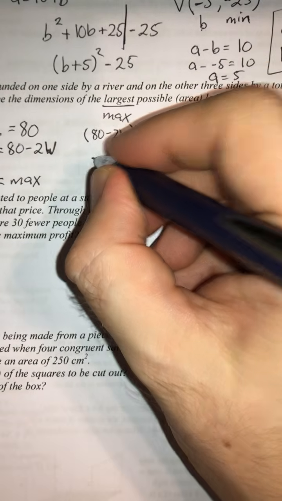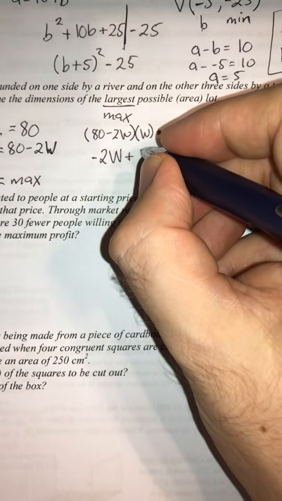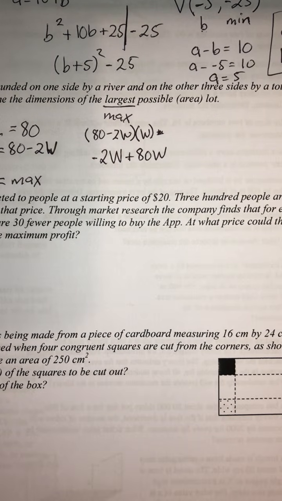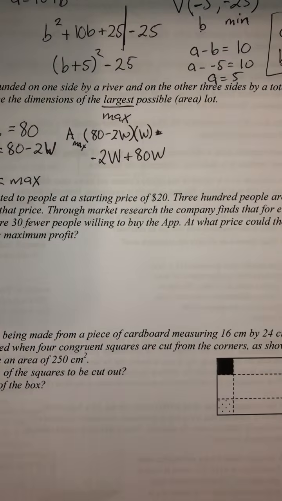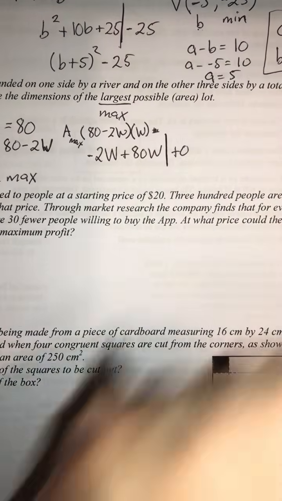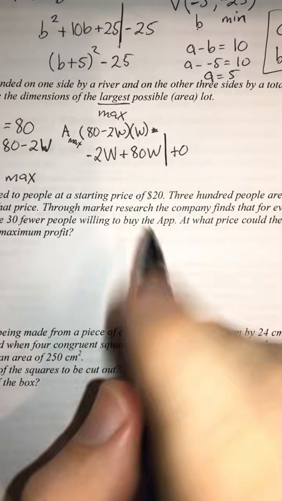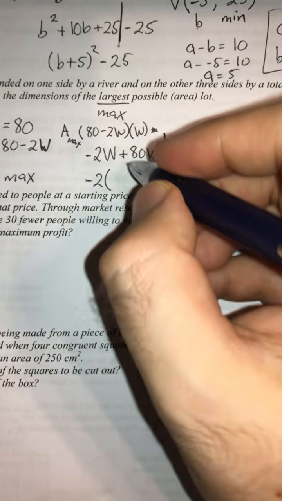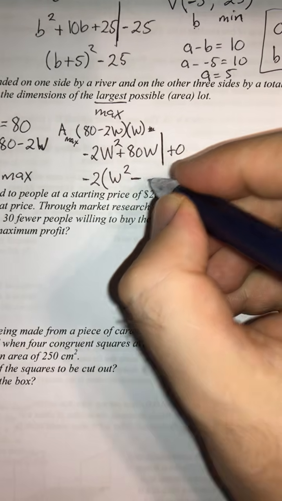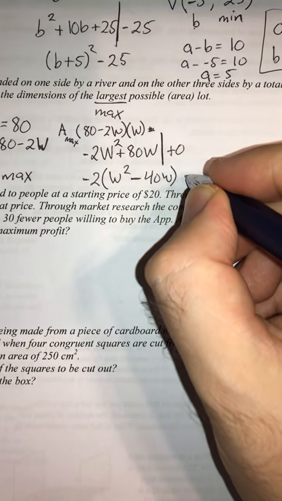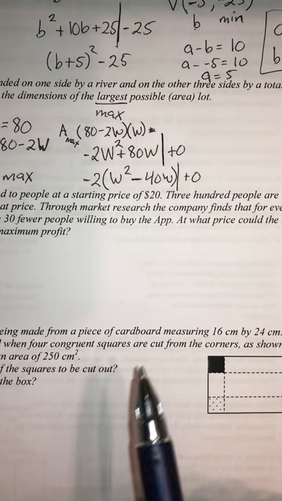Multiplying this together, we get negative 2W squared plus 80W. And here I want to complete the square. We can just call this our area, max, doesn't really matter. This is what I'm looking for. So I want to complete the square for this. You can imagine here I've got a plus 0, if that helps you. First I factor out the negative 2. Sorry, this should be W squared. So I've got W squared minus 40W, again plus 0.